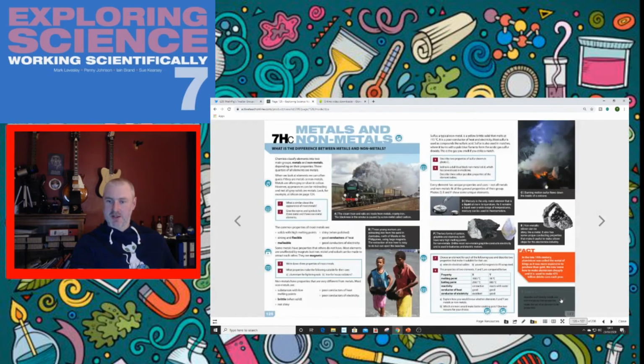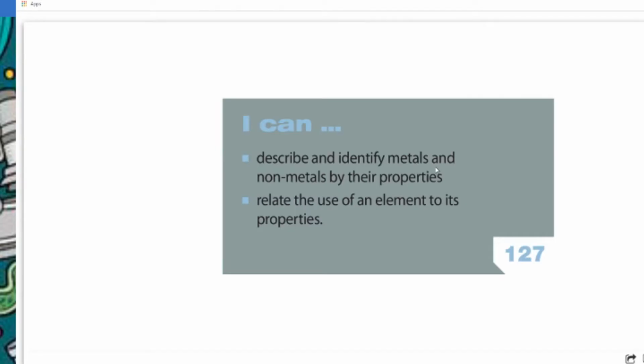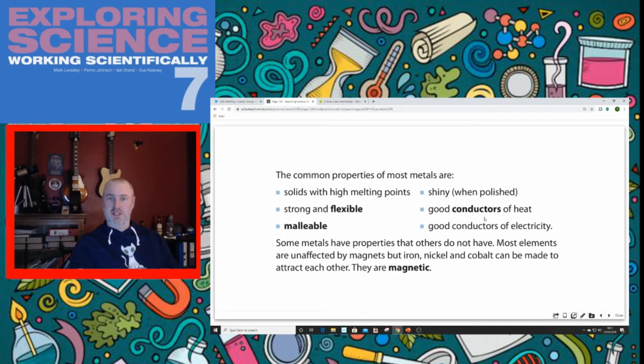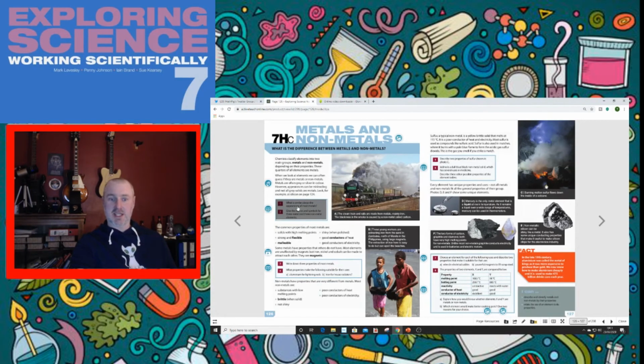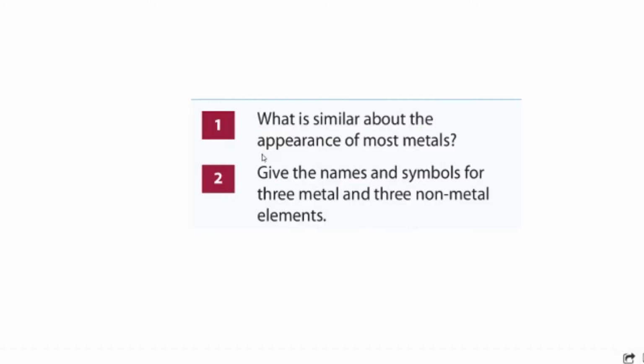So let's just go back to the learning objectives for this. Describe and identify metals and non-metals by their properties. Well, like we said, as long as we understand if something has these properties, it's a metal, fine. How might that be assessed in the textbook page? Well, let's have a look here. What would we be expected to answer?